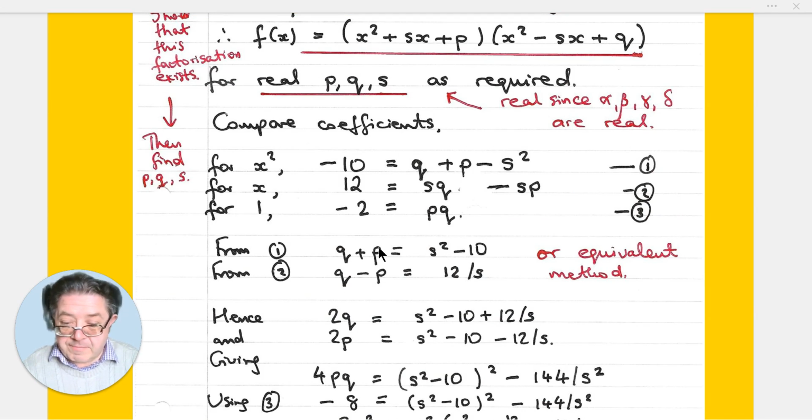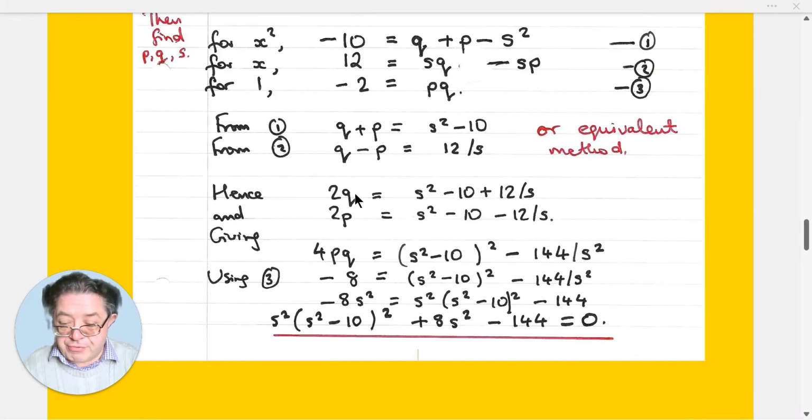From the second one, q take p equals 12 divided by s. So adding the two equations will give us 2q, and subtracting will give us 2p, two expressions here. Multiply them together to get 4pq will equal the two right-hand sides squared, which is a difference of two squares. So s squared take 10 squared minus 12 squared over s squared. Use equation 3 to replace pq by minus 2.